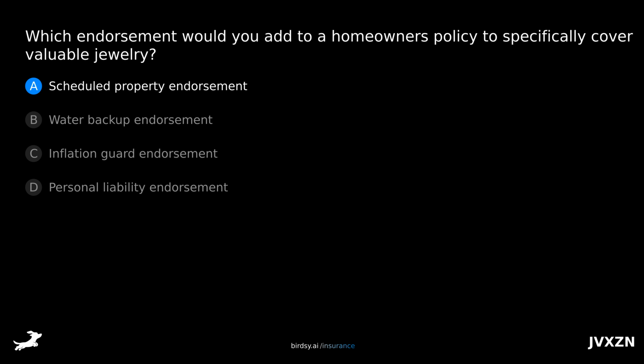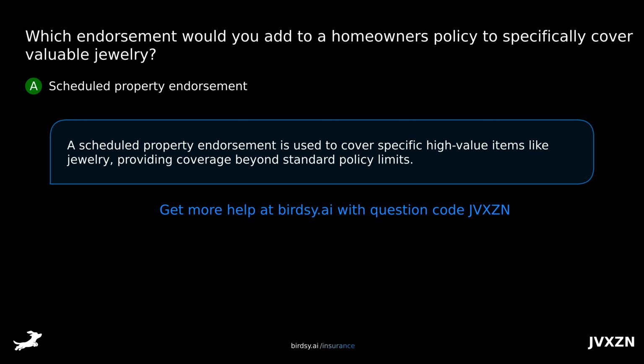Is it A, scheduled property endorsement, B, water backup endorsement, C, inflation guard endorsement, or D, personal liability endorsement? The answer is A, scheduled property endorsement. A scheduled property endorsement is used to cover specific high-value items like jewelry, providing coverage beyond standard policy limits.